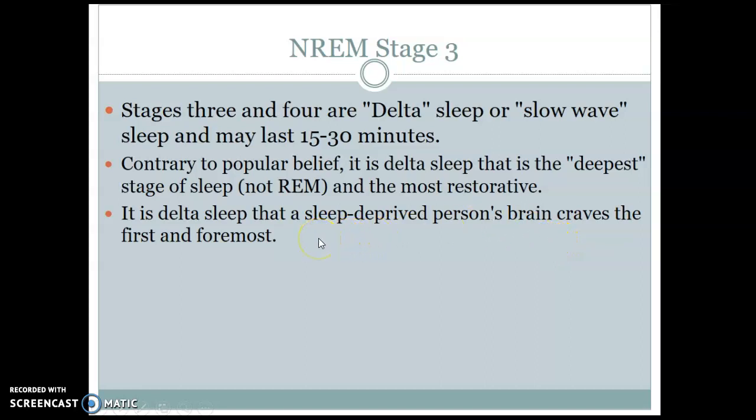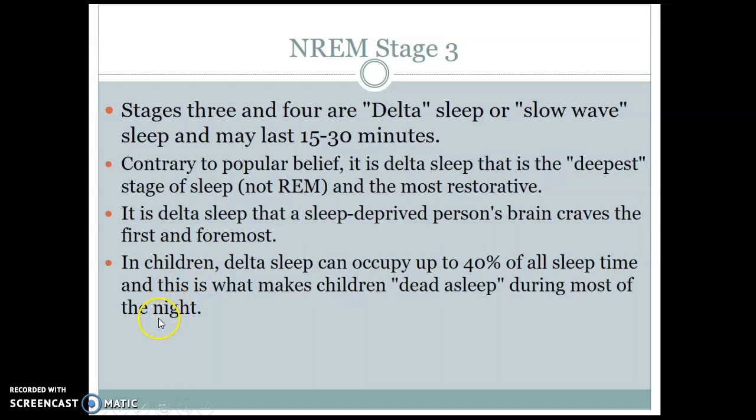So that's when you have trouble staying awake in class or staying awake to watch a movie or a TV show you want. If you're falling asleep, your brain's trying to take you into delta sleep because you need it. In children, delta sleep can occupy about 40%. Why? Because they're still growing. Their body's still developing. They're going through a lot of change. So they need a lot more deep sleep.